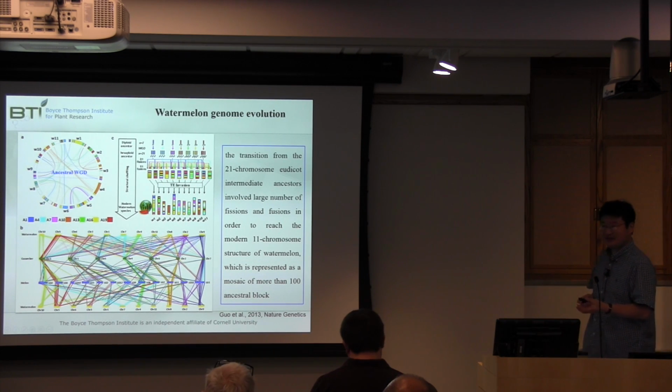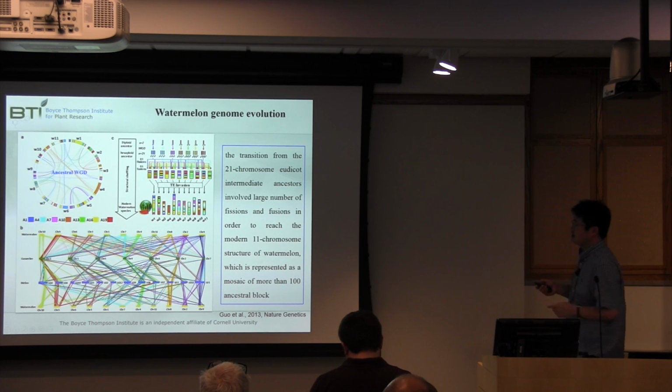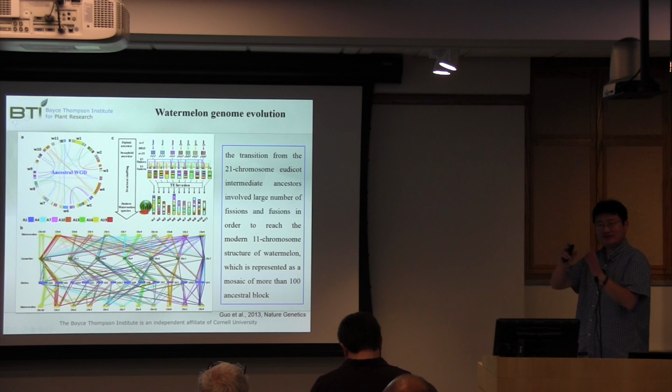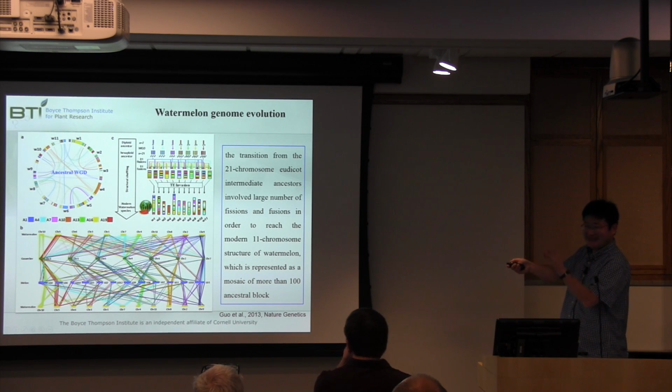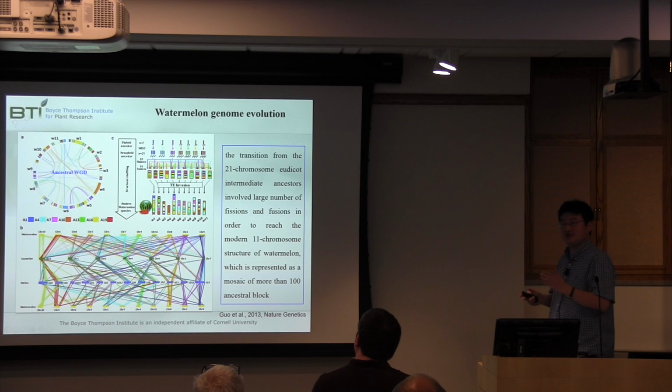We did some comparative genomic analysis. Our finding is the transition from the 21 chromosome eudicot ancestor, so the eudicots have an ancient ancestor which has 21 chromosomes, involved a large number of fissions and fusions in order to reach the modern 11 chromosome structure of watermelon. You can see this mosaic of different ancestor blocks. This shows how the genome evolved from the ancestor to the modern watermelon. And we also identified large synteny. We found a lot of synteny between the cucurbit species, the melon and the watermelon.